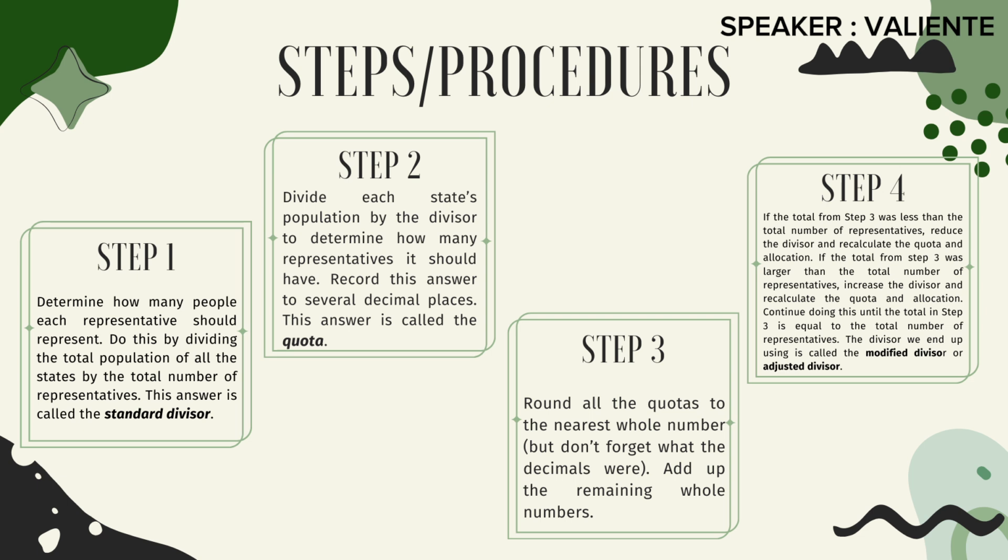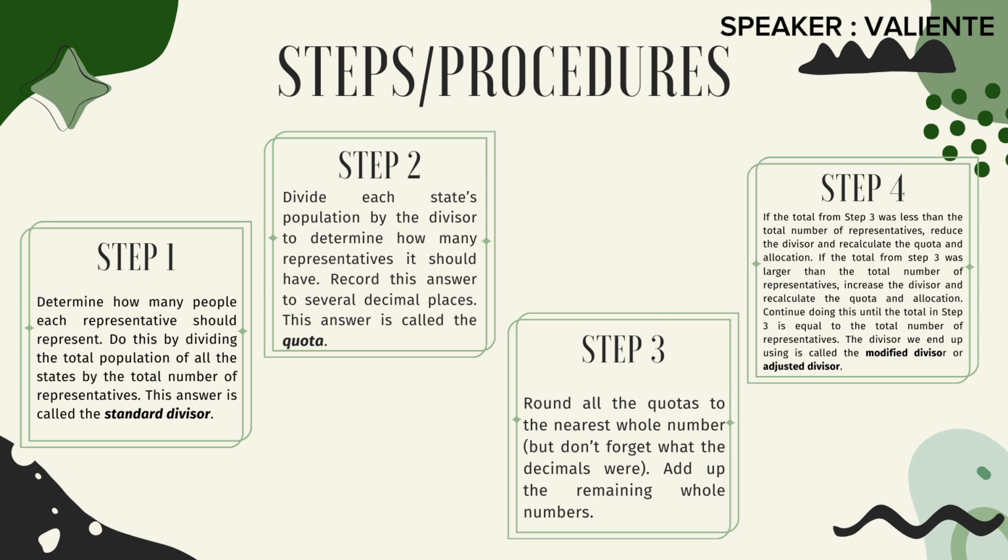Lastly, if the total from step 3 was less than the total number of representatives, reduce the divisor and recalculate the quota and allocation. If the total from step 3 was larger than the total number of representatives, increase the divisor and recalculate the quotas and allocation. Continue doing this until the total in step 3 is equal to the total number of representatives.